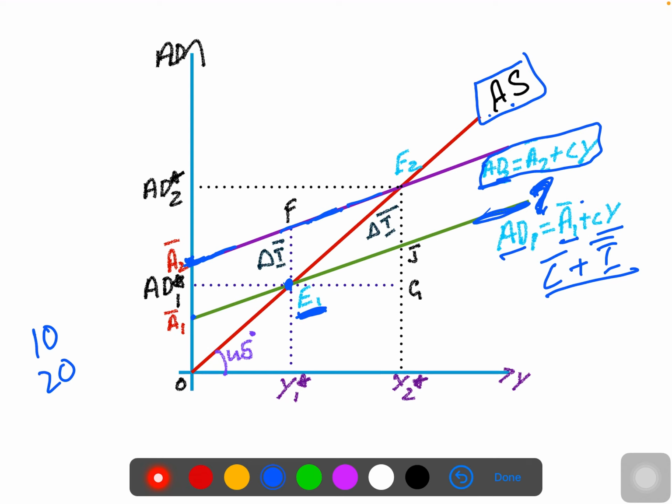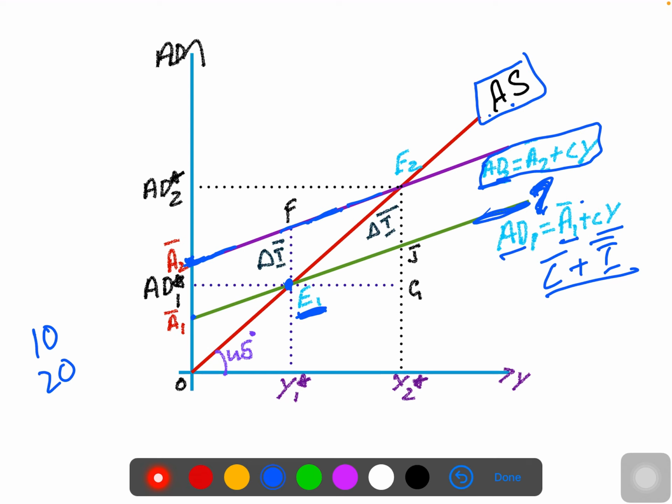Because of that, aggregate demand shifted upward, and again aggregate supply and aggregate demand 2 are both going to intersect at this point. When aggregate supply is equal to aggregate demand at this point, we again get a new equilibrium point. The new equilibrium point is E2. Now we have to see how income changed, how other things changed.